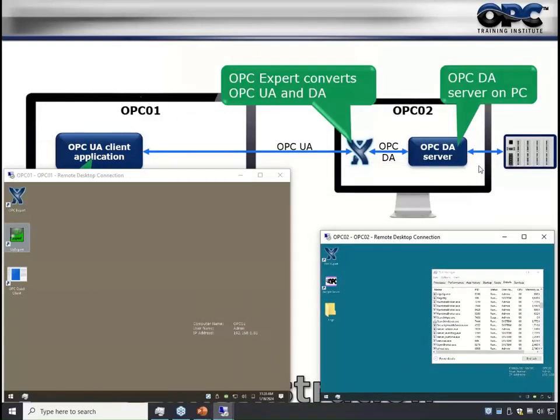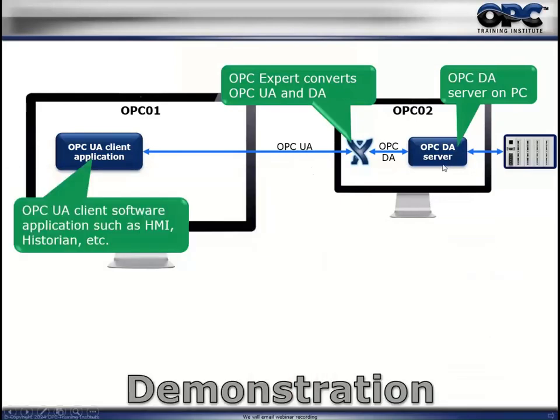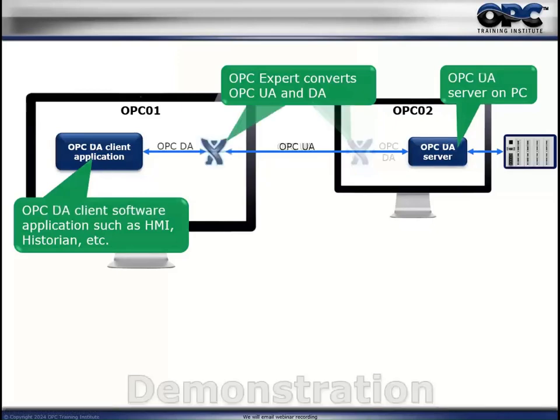Make it smaller again. So that's this computer. And what we just showed is a connection to an OPC DA server via this guy right here, which was the DA to UA converter. So now it's from a DA server to a UA client. But what happens if you've got a UA server and a DA client? So we'll go to the next slide.